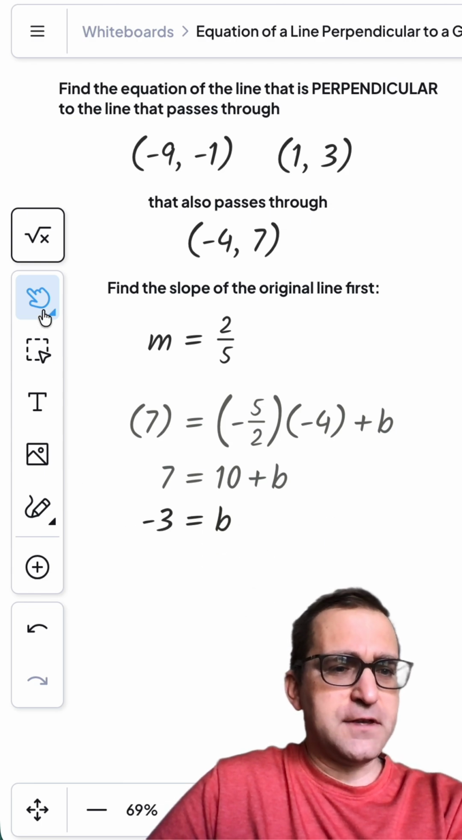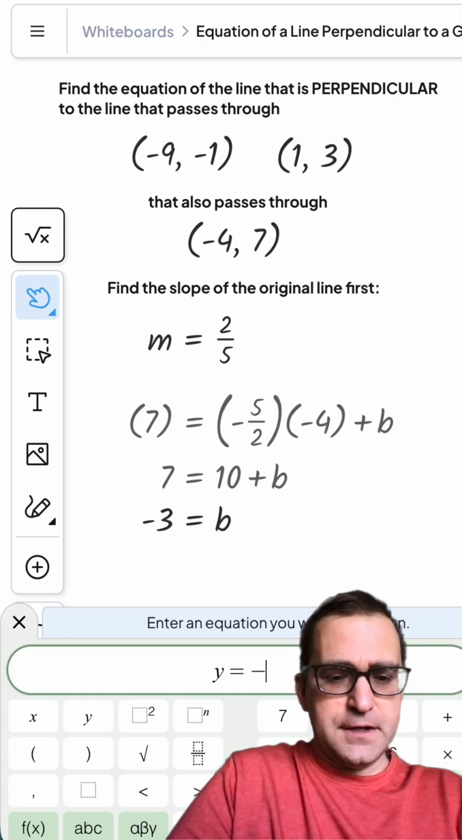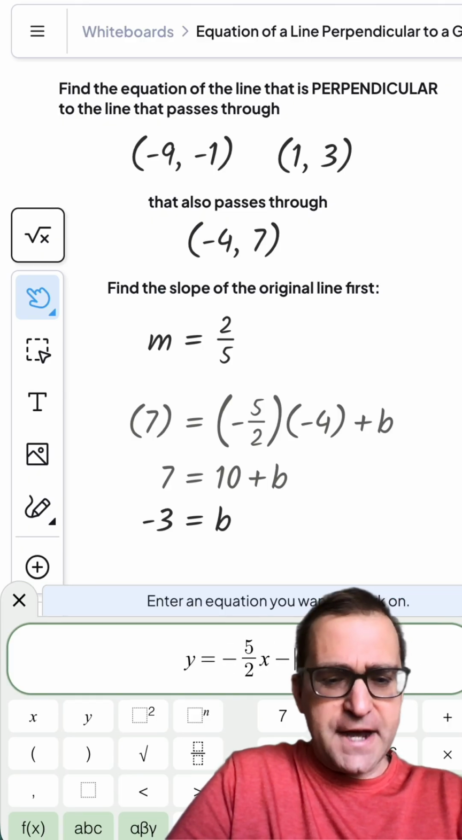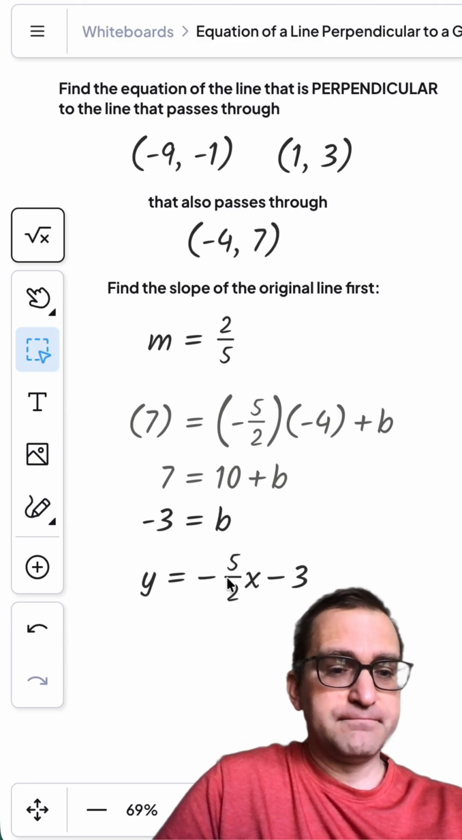So we can write the equation of our perpendicular line as y equals -5/2 x minus 3 right there. And that is the equation that we seek.